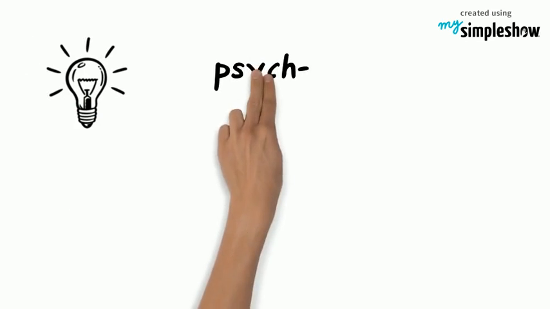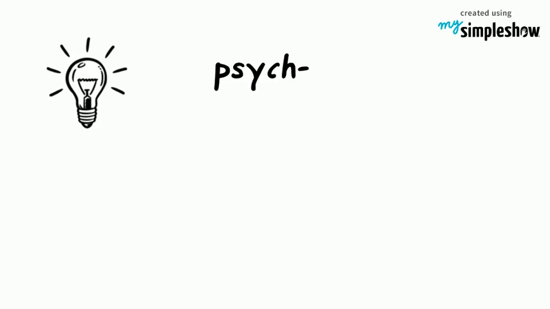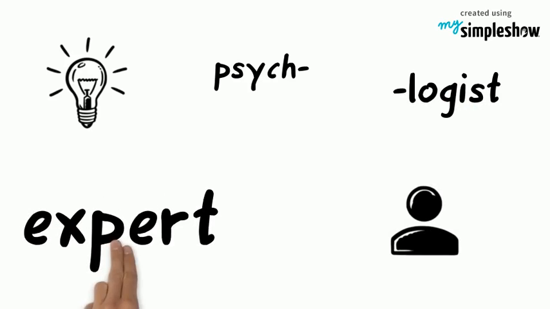Now to understand terms by breaking them down into their elements. For example, psychologist. Psych is Greek for mind, consciousness. O is a combining vowel, and logist is a person who studies, an expert.